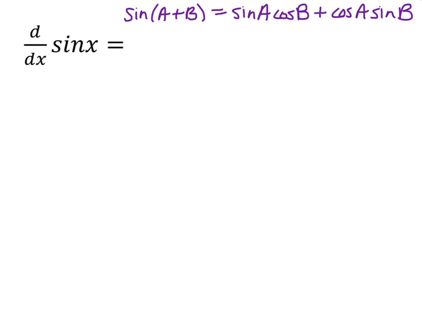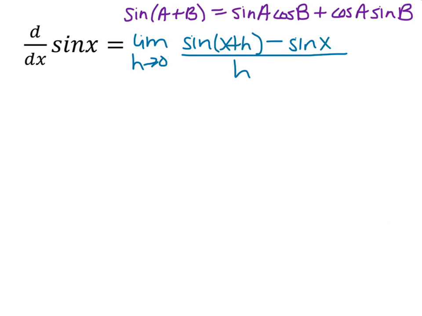Let's develop the derivatives of sine x and cosine x using the definition of the derivative and some trig identities. The derivative of sine x will take as the limit as h approaches 0 of f of x plus h, which is sine of x plus h, minus f of x, which is the function sine x, all over h.